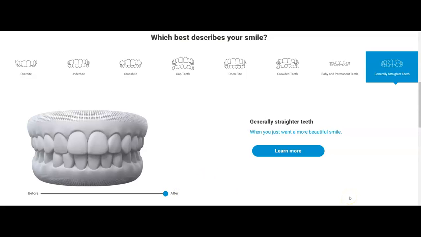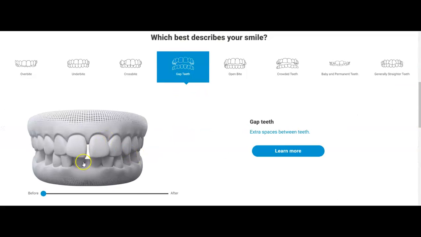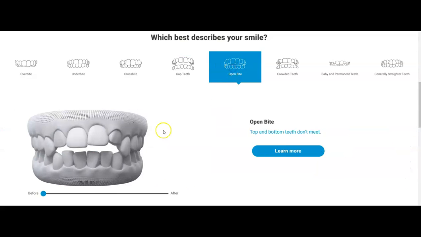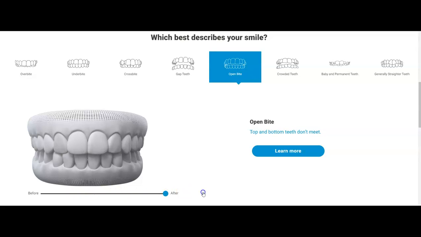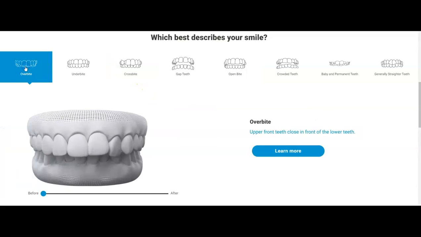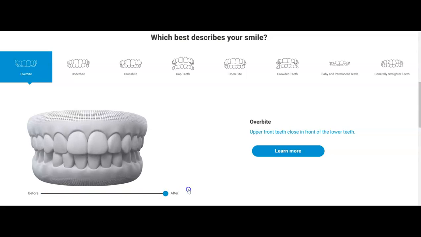Now let's go take a quick look at how we could do this with gaps between teeth. Here are the gaps between teeth, and we could basically take those gaps and have them be brought together in a nice and aesthetic smile. And if we were to take an open bite, we could see that the open bite could be closed and the teeth could be shifted into an aesthetic smile. And we have an overbite or a deep bite, and we could raise teeth back up into the right position so that they're in the right place.